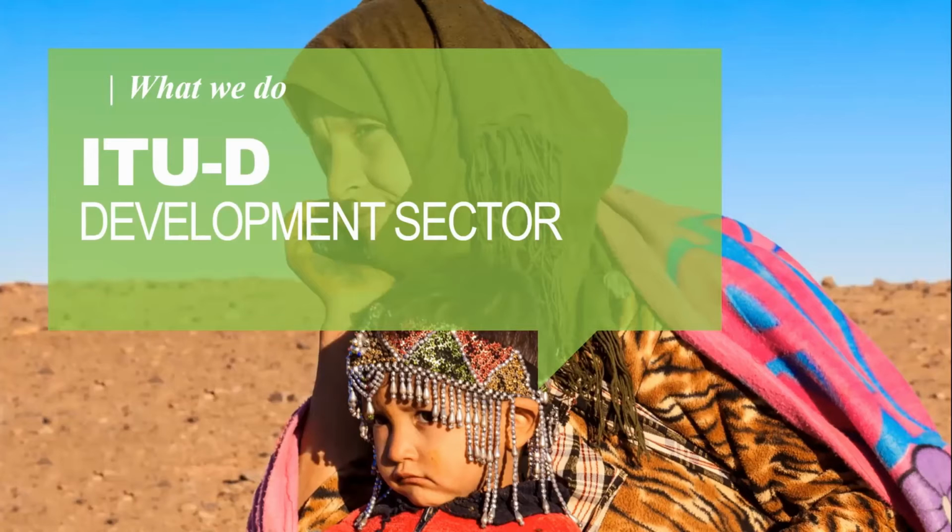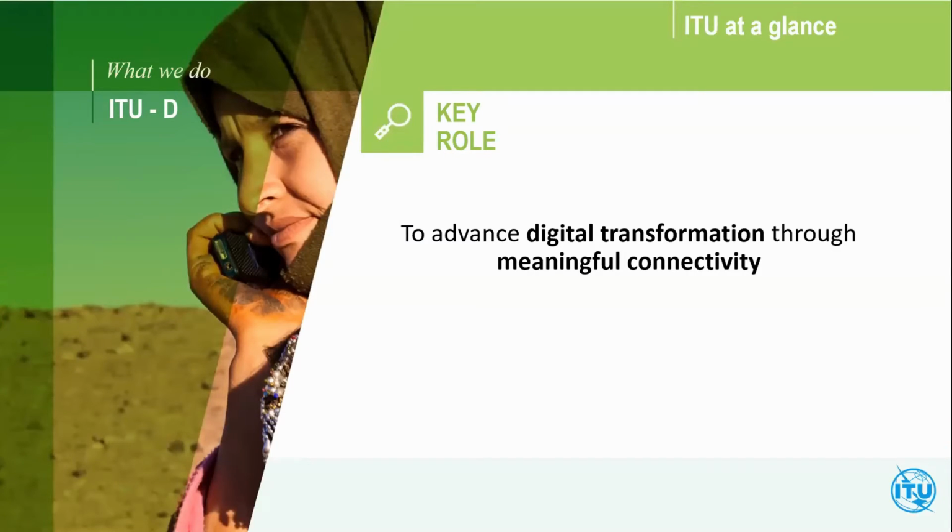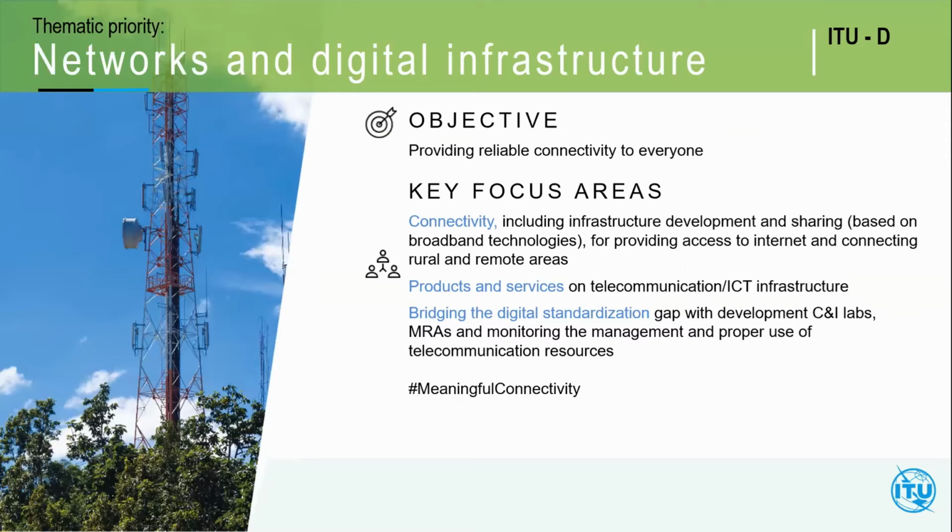So the key role of the ITU-D is to advance digital transformation through meaningful connectivity. We have several thematic priorities which are linked to this main goal. The first, which is the most important for spectrum management issues, is networks and digital infrastructure. The objective is to provide reliable connectivity to everyone. And the key focus area is connectivity. This includes infrastructure development and sharing, providing access to the internet, connecting rural and remote areas, products and services on telecommunications, and bridging the digital standardization gap with development, conformity and interoperability labs, mutual recognition agreements, and so on.